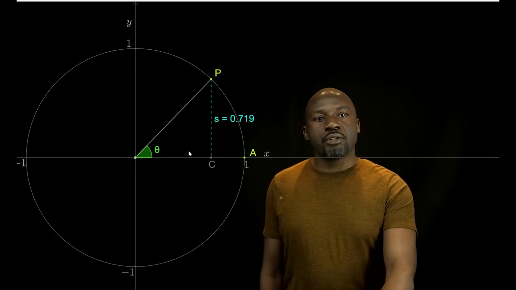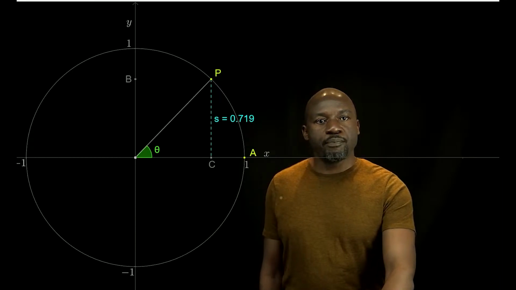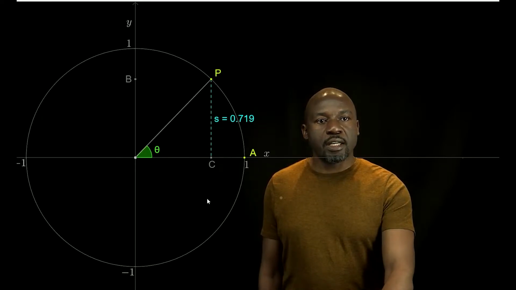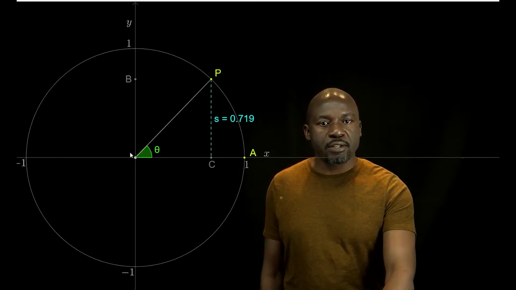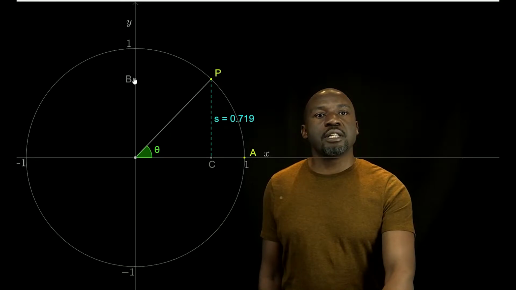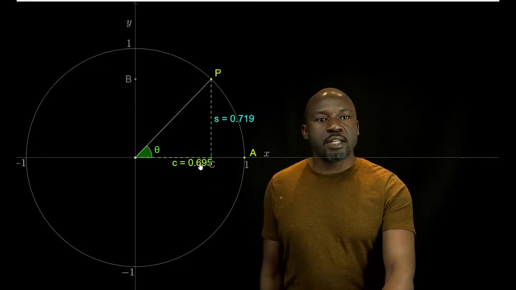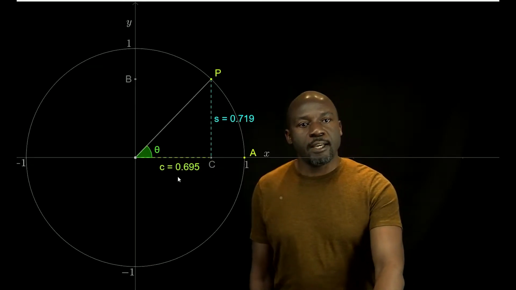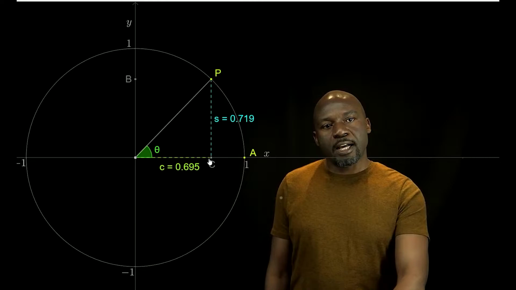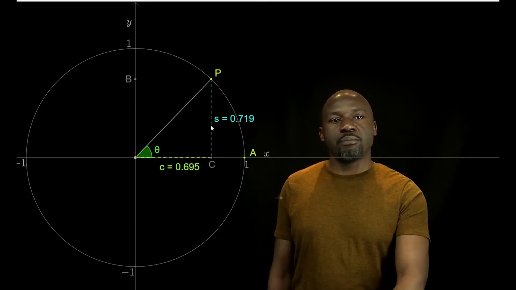Let's also introduce another line that connects at point B. This line, we will refer to it as line C, but it is the same as OC there, so we don't need to include that there. Instead, we will put it down here because that distance there is the same as the distance BP. So that distance BP, let's call it C, and as you can see right now, the length of line C is 0.695, and it is positive because it's on the positive x-axis. Line S is positive 0.719 because it is on the positive y side.